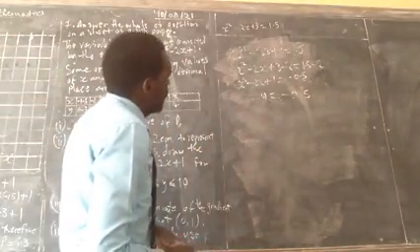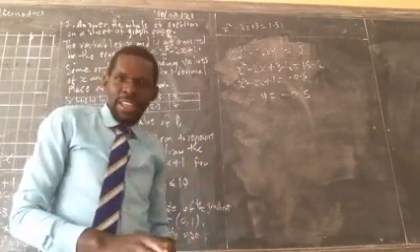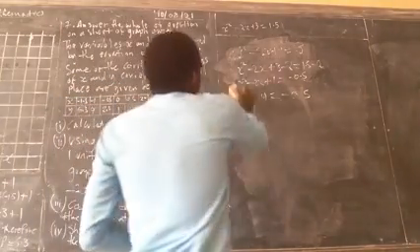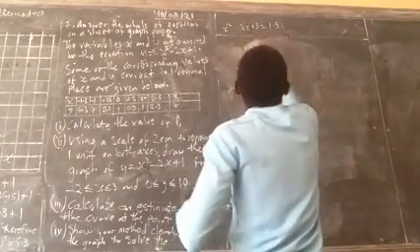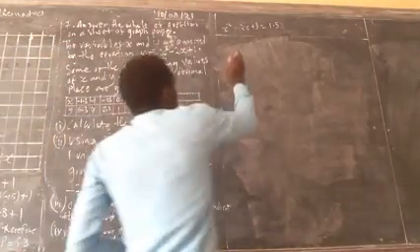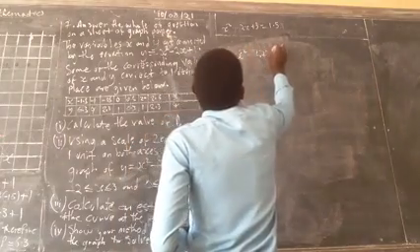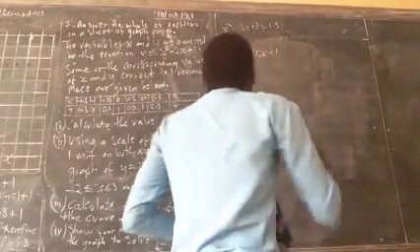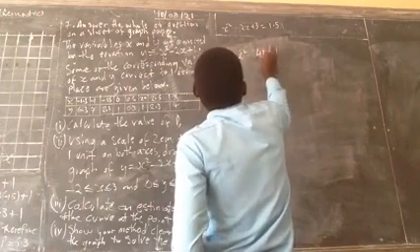Okay, another example. What if the change was on the value where there's 2x? So we're going to say x squared minus 2x plus 1. What if the change was here, and here there was 4x?